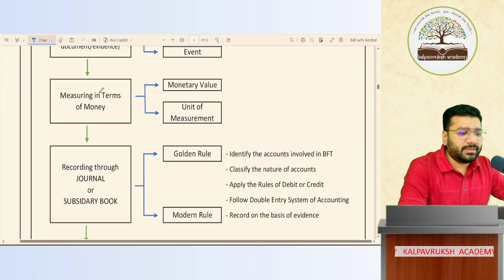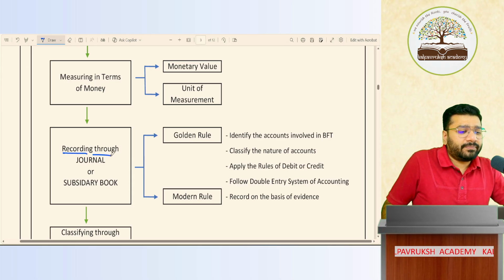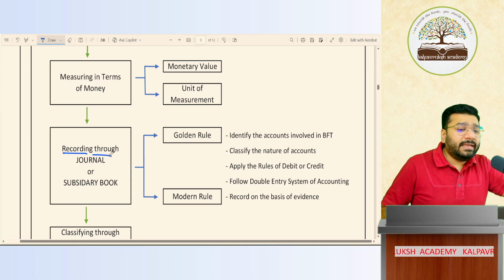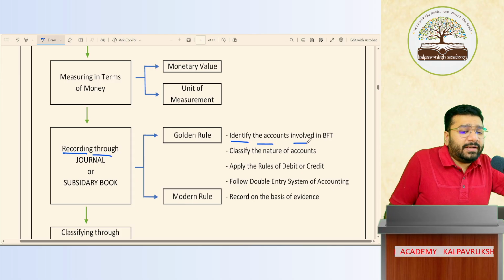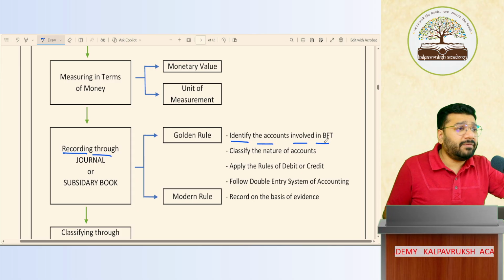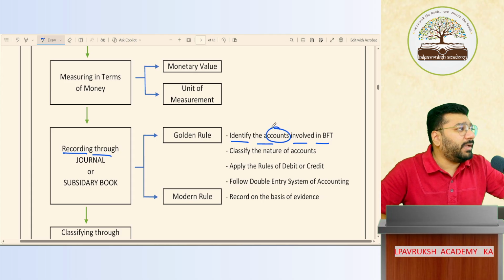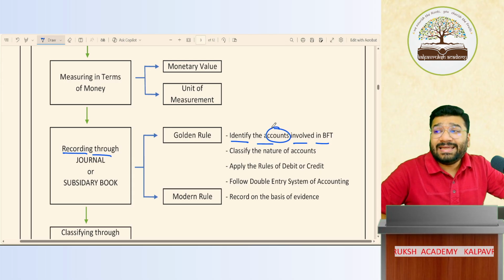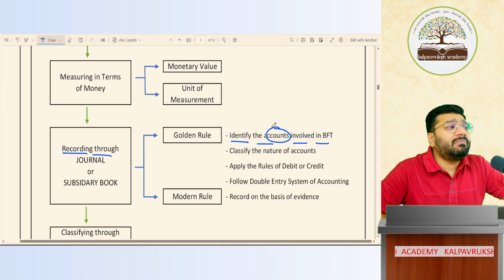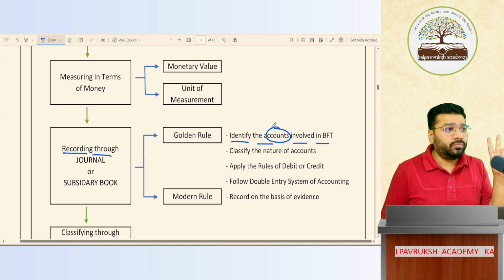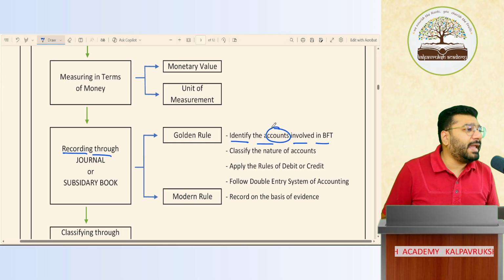In the accounting process, in the third step, which is recording, the first step is that once you identify a BFT or a BFE, you're supposed to identify the number of accounts involved in it. My question to all of you: in a transaction, how many minimum accounts are there? Minimum 2, maximum unlimited: 3, 4, 5, 6, N number of accounts is possible.